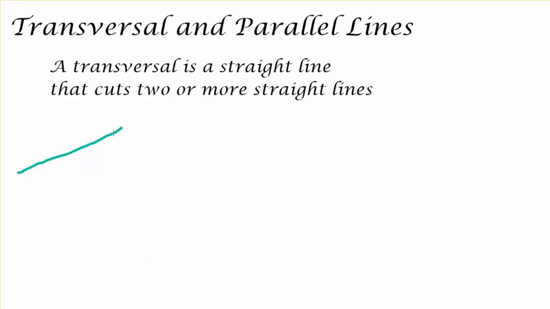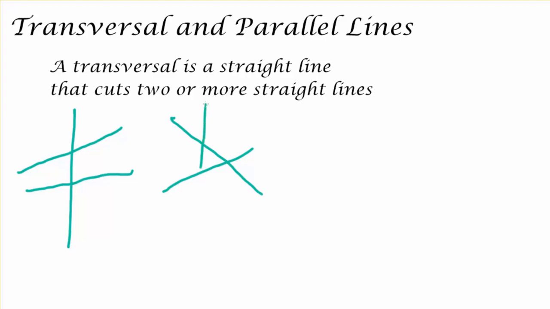So to show some examples, I could have two random straight lines, not necessarily parallel, and a line that cuts them, and that line acts as a transversal. I can have two lines that are intersecting, and the line that cuts those two lines is a transversal. One of the other lines can actually act as a transversal to the other lines as well.